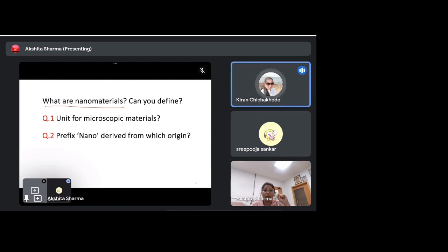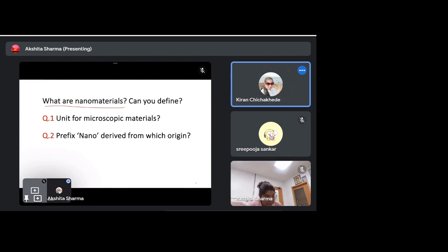Yes, Kiran, do you have anything? Particles of 1 to 100 nanometers are nanomaterials; that is the size range. Yeah, you're right.